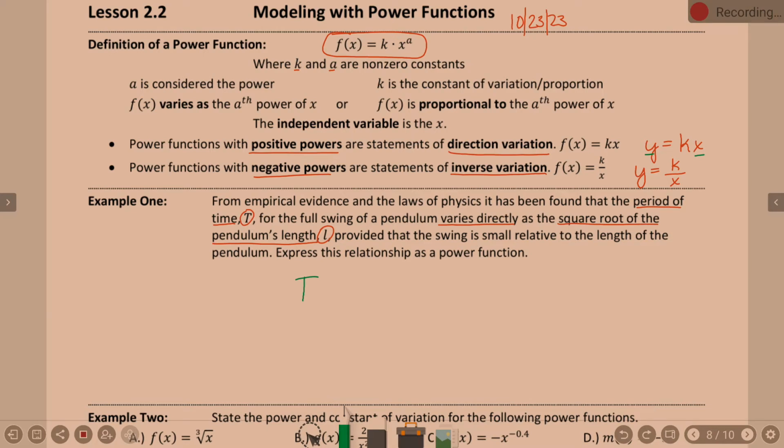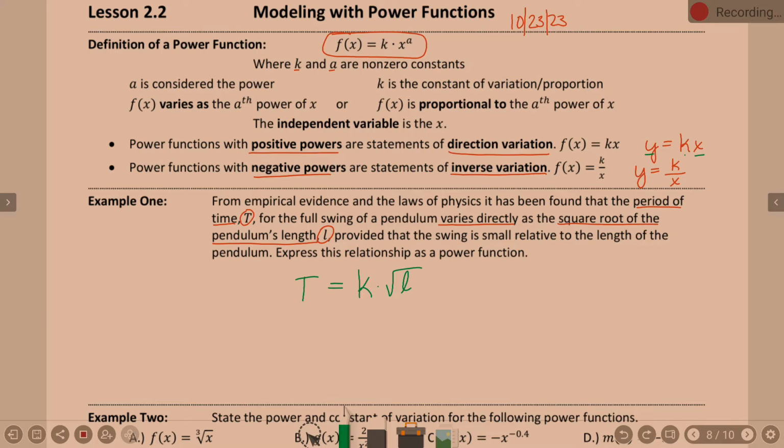Okay. For the full swing of a pendulum, T varies directly. So varies directly, that's kind of your hint that we're going to say equals, and then there's going to be some constant of proportion or constant of variation. So I'm going to use, of course, K. That's your typical one. And what's it vary directly with? The square root of L. So that's going to end up being T equals K times the square root of L.